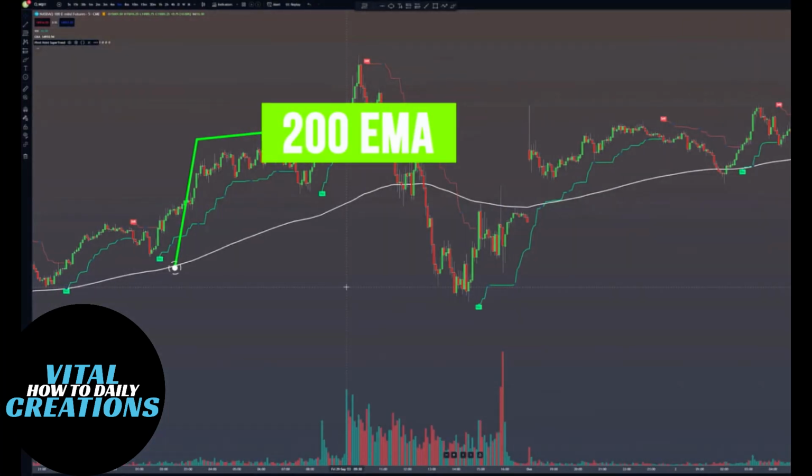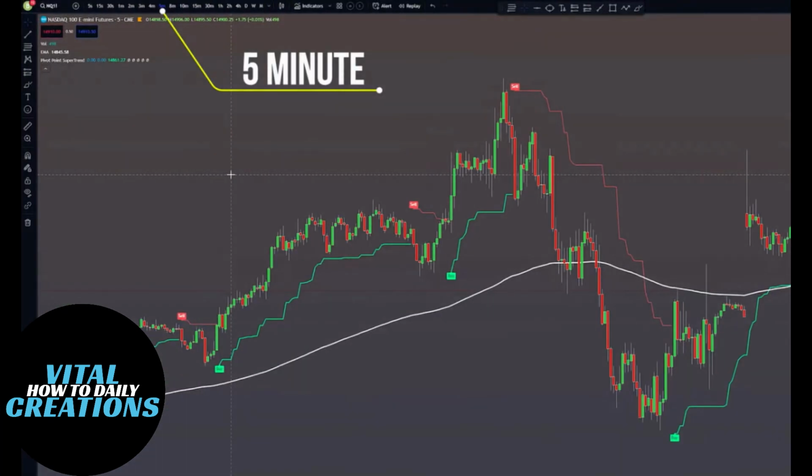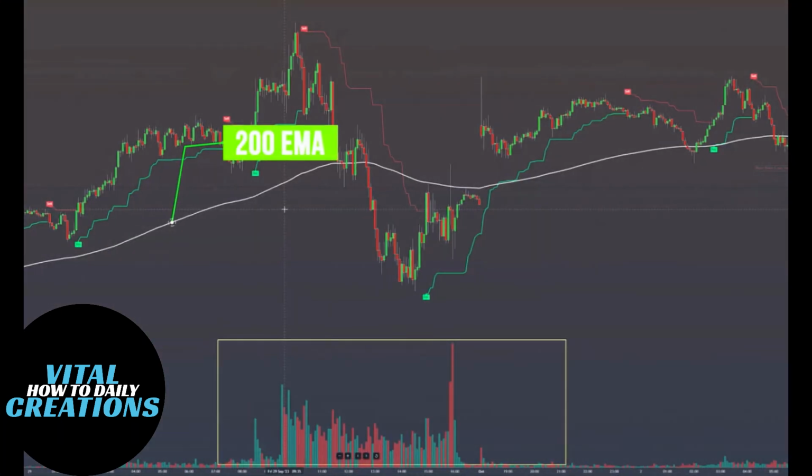Step 3 is the trading rules. Buy if the price is above the 200 EMA. Buy signals from Super Trend AI, Pivot Point Super Trend, and on-chain trend ribbon, which is highlighted in green.